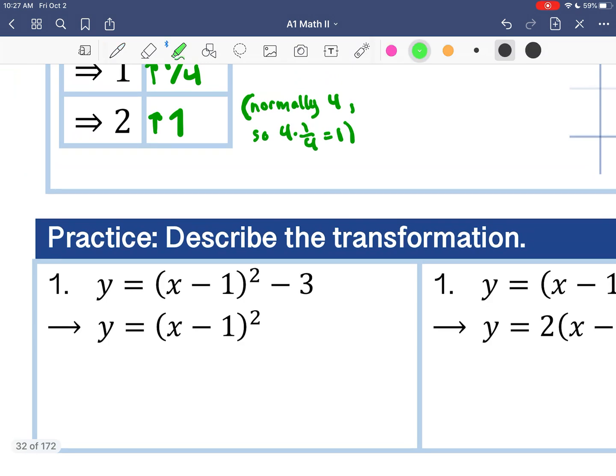So for these last three, what we're doing here is comparing two graphs, two functions of different parabolas, and we're identifying what changed between them.